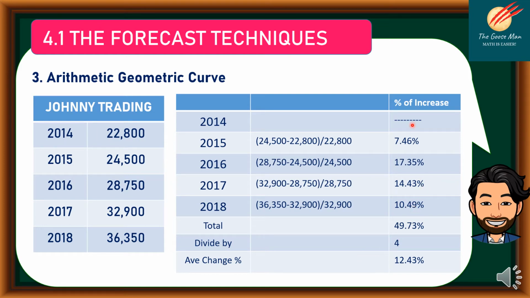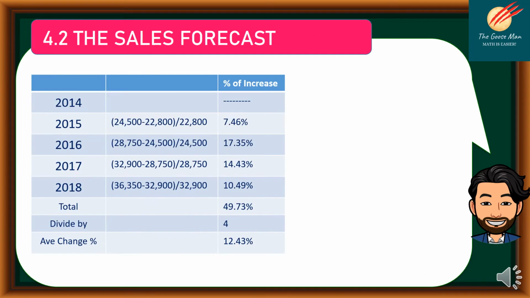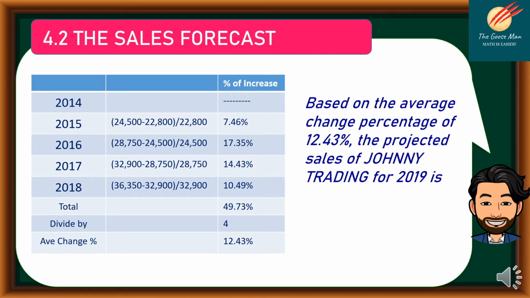Now, what we're going to do is add all of these numbers and divide by 4. The sum from 7.46% until 10.49% is equal to 49.73%, divided by 4, so we have 12.43%. We call this our average percent of increase under the arithmetic geometric curve. Now, we can use this to determine the projected sales.